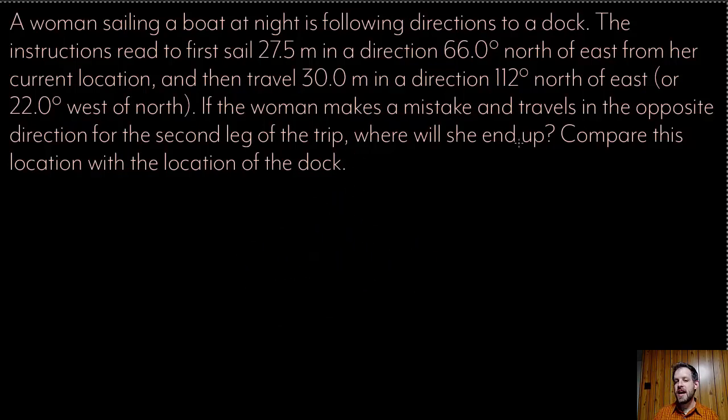If the woman makes a mistake and travels in the opposite direction for the second leg of the trip, where will she end up? So she has a blonde moment. She drank too much coffee, got her Starbucks spilled in her lap. She made a mistake, went the wrong way. What happened? And we're also going to compare this with where the dock is. This could be really useful if you were out in the woods and realized you went the wrong way somewhere, or even out on a boat, and you could backtrack where you went.